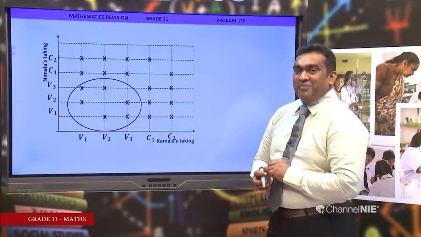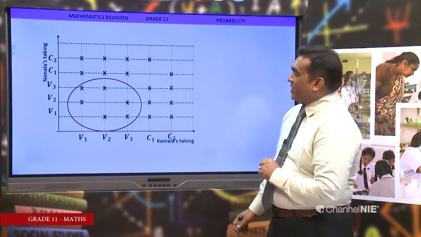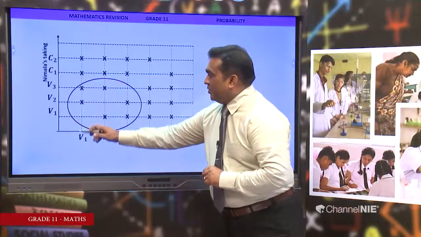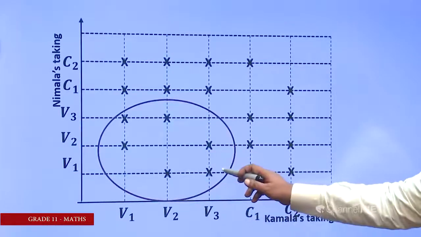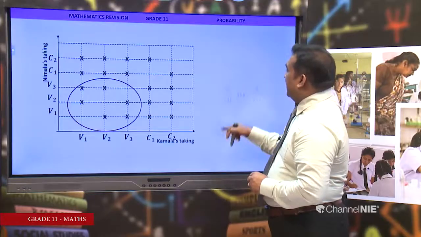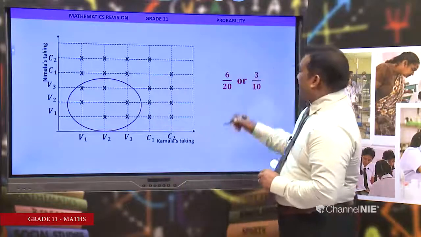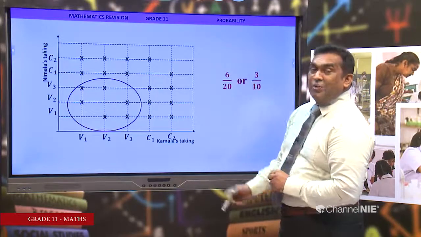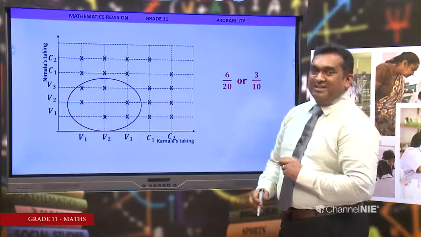Now this is the event under the given conditions. In both occasions, V1 V2, V1 V3, V2 V1, V2 V3, V3 V1, V3 V2. Only V, it means vanilla, only vanilla flavored milk packets. Then what is the probability? Number of elements based on the event 6 over 20, it means after simplifying you can see the simplest form of the fraction as 3 over 10.